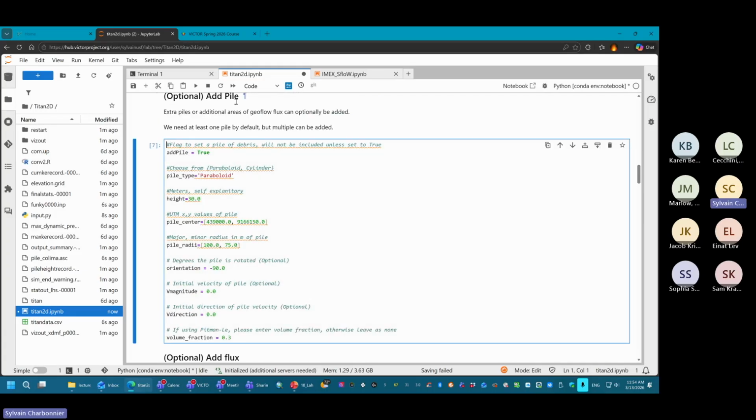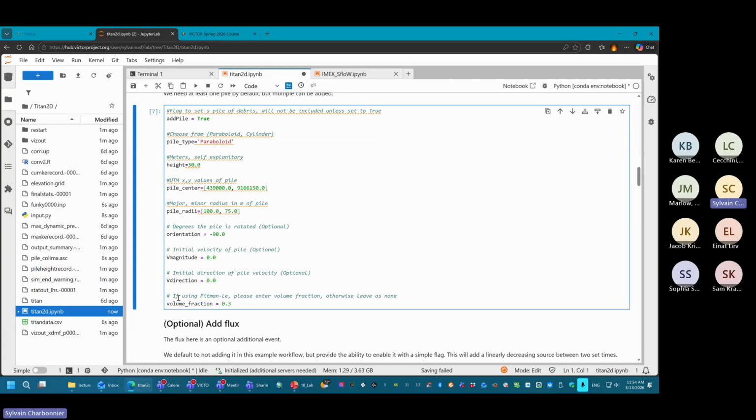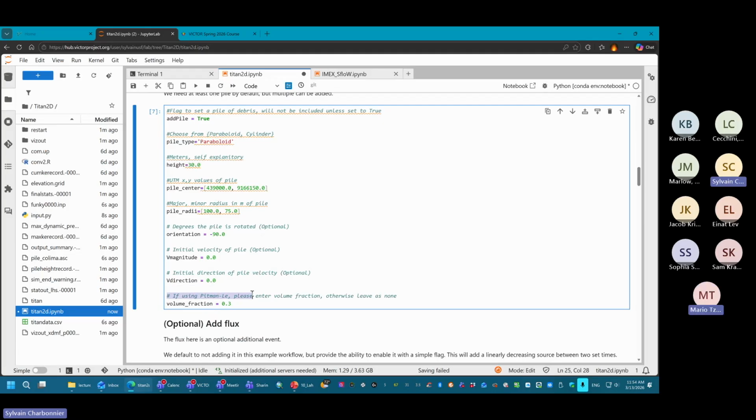7 here, add pile, and then at the very end here, you have that option. If using the Pitman and Le, please enter the volume fraction. So you can actually enter your volume fraction here as a value between 0 and 1, because this is a volume fraction of solid. Okay.